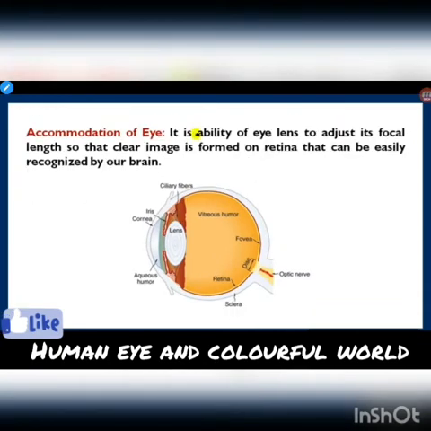Now, what do you mean by accommodation of eye? It is the ability of the eye lens to adjust its focal length so that a clear image is formed on the retina that can be easily recognized by our brain.